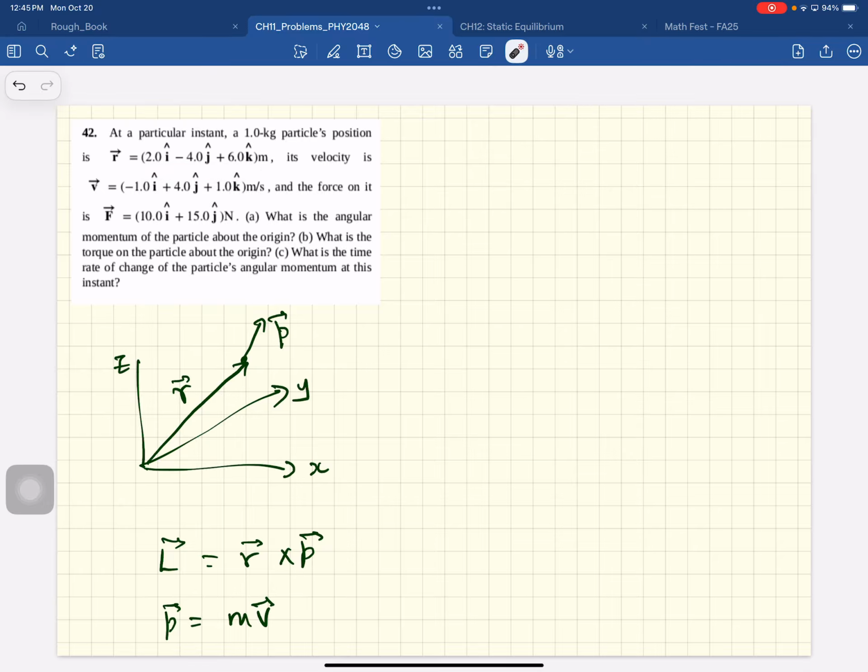Now, in this formula you can see that the angular momentum can be calculated about any point. There's nothing special about that point. You just need a vector from that point. So you're calculating the angular momentum about the origin, and this problem is about calculating a cross product.